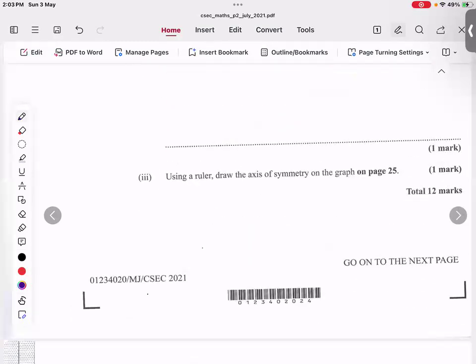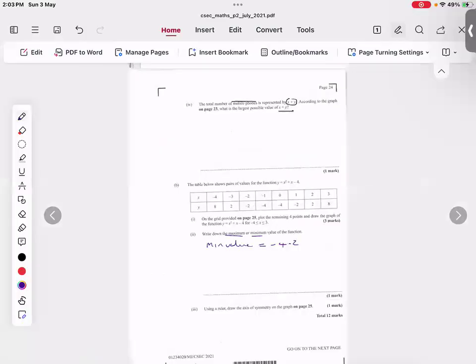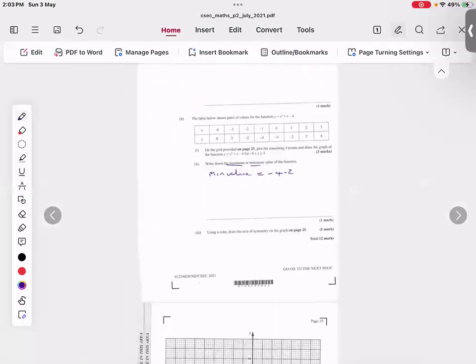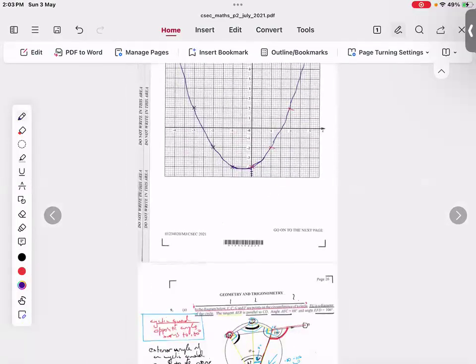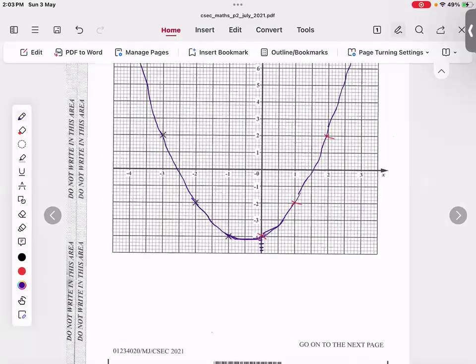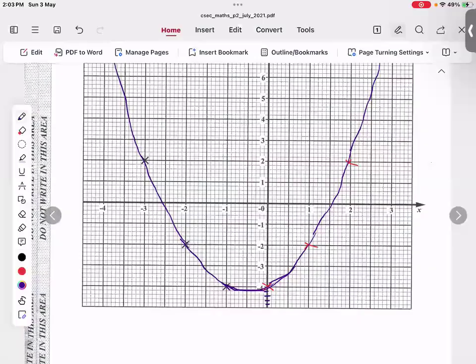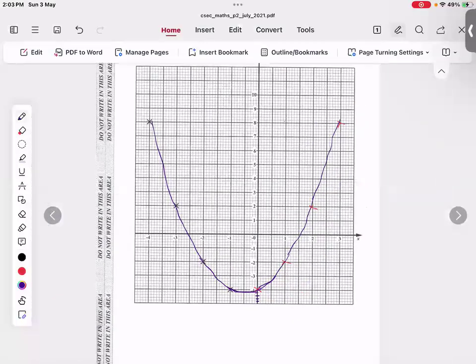All right, next one. Use a ruler and draw the axis of symmetry. So guys, the axis of symmetry is the line that runs through the exact middle of the curve, and that is this line right here. So use a ruler and draw one line right through the middle of the curve right there.